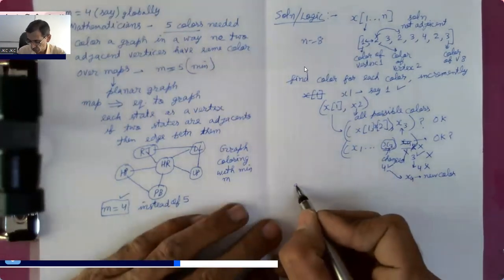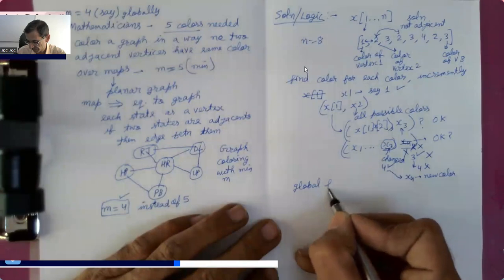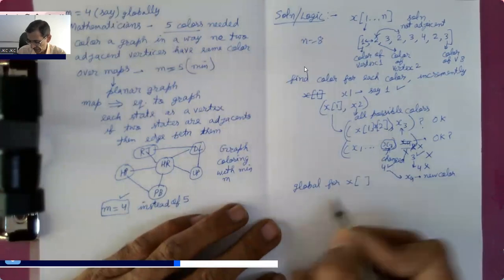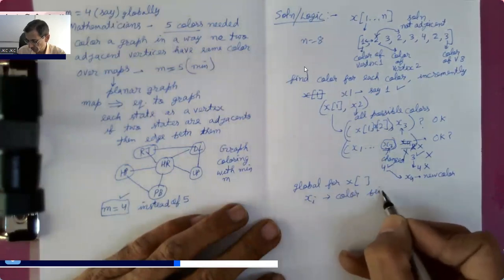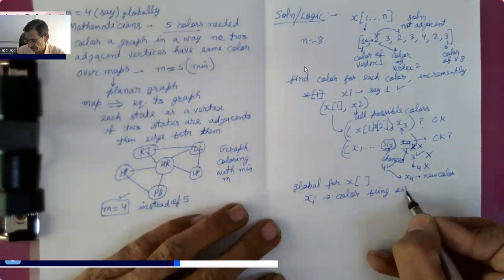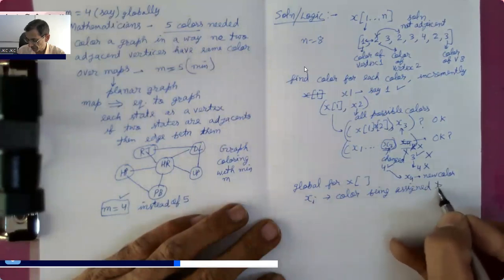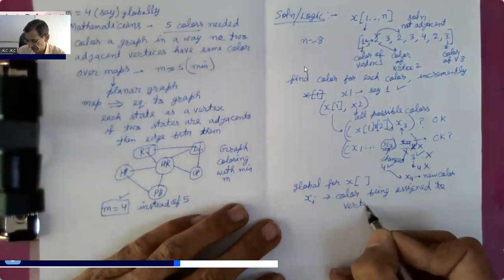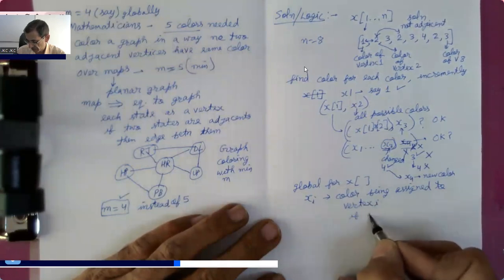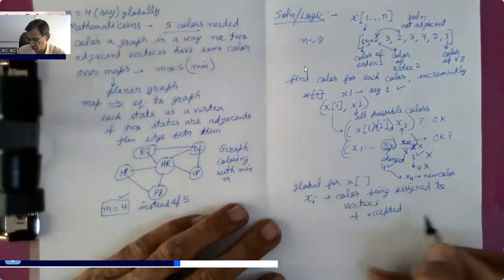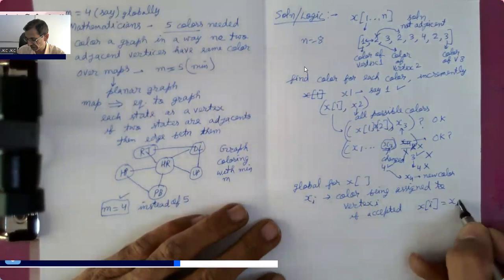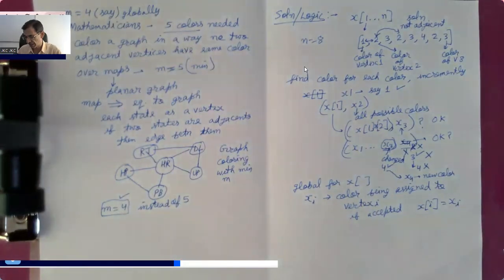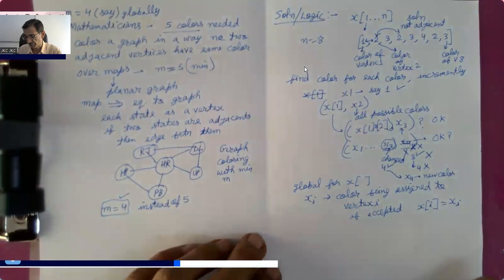So I will say, let's use a global array for x, and each xi shows the color being assigned to vertex i. If the color is acceptable, till the current solution based on the bounding function, I will store this color into xi. Otherwise, I will try with another color. Otherwise, I will backtrack. If I have to do that, coding can be very simple.